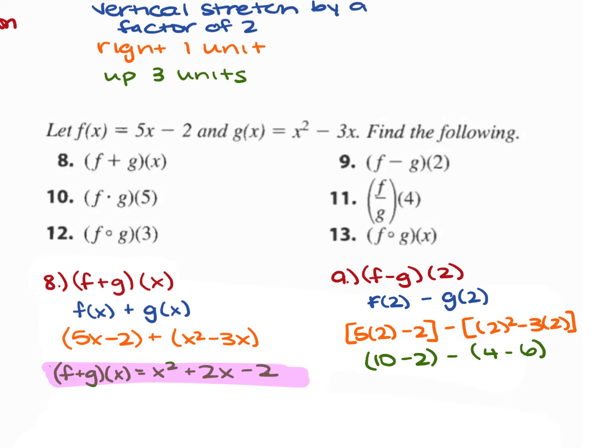From here, the 10 minus 2 gives us 8. The 4 minus 6 gives us negative 2. Remember, two negatives next to each other turn into positives, and 8 plus 2 gives us 10. So f minus g of 2 is equal to 10.